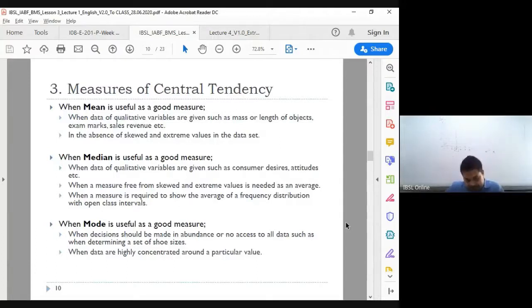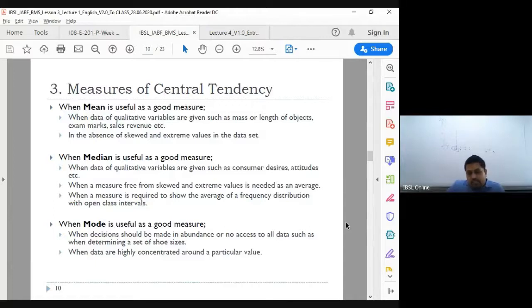You can't go and tap the entirety of your population and get their shoe sizes and wrist sizes to design your product. Rather, you will take a sample based on, let's say, a sampling method of convenience sampling. Based on convenience, you go to the market, talk to some people, get their shoe sizes and take the final decision. So you could say, I'm going to define 50% of my shoe volumes in the value of mode, let's say UK size 7, and 30% at size 8, and another 30% at size 6 or 6.5. That is where mode is an important measure, when a decision should be made in abundance or with no access to all data points.